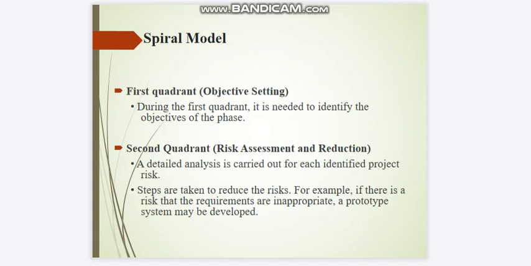Spiral model. First quadrant, objective setting. During the first quadrant, it is needed to identify the objectives of the phase. Second quadrant, risk assessment and reduction. A detailed analysis is carried out for each identified project risk. Steps are taken to reduce the risk. For example, if there is a risk that the requirements are inappropriate, a prototype system may be developed.